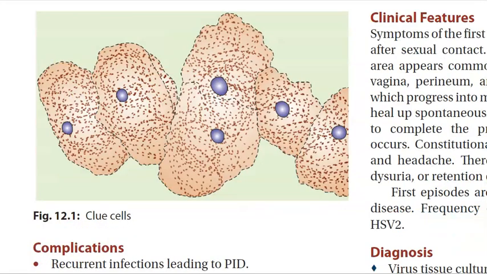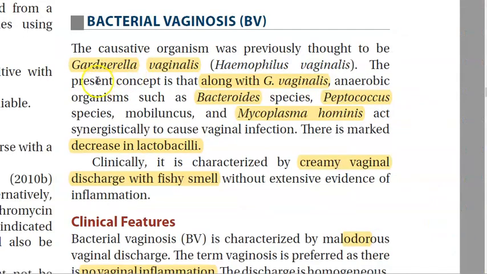Here you have the clue cells. Earlier they thought it is caused by Gardnerella vaginalis, but now they think it is because of some bacteria: Bacteroides, Peptococcus, Mycoplasma, etc. There is a marked decrease in lactobacilli, which is actually good, right? So that is decreased. Fishy smell.